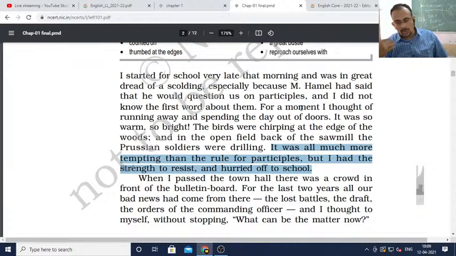He thought, no, it's all right. I need to go to school. I should not bunk the school. This is what he thought. That is why he started hurrying off for the school.